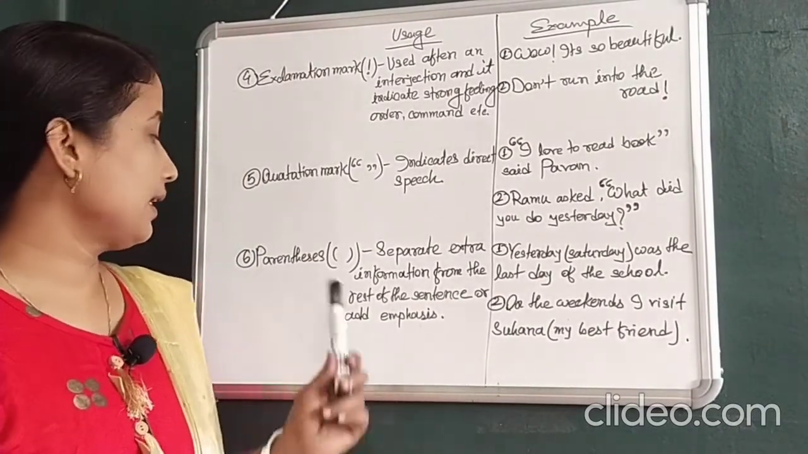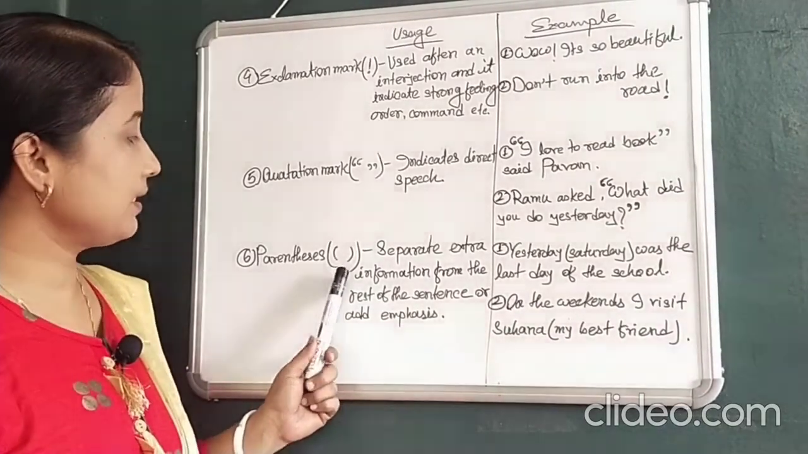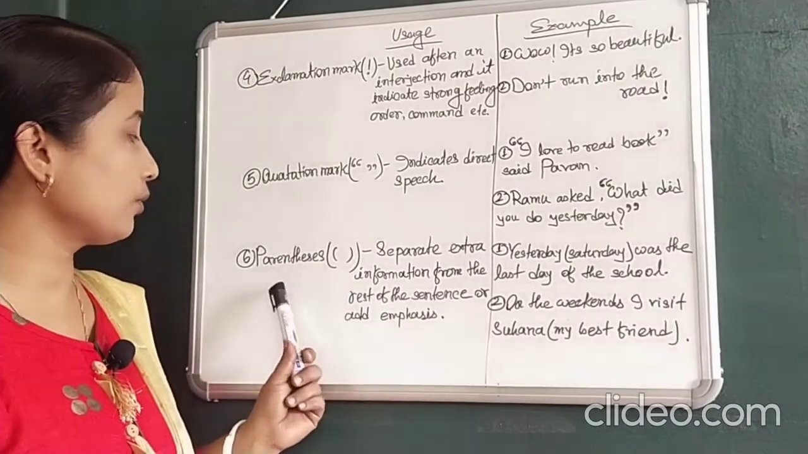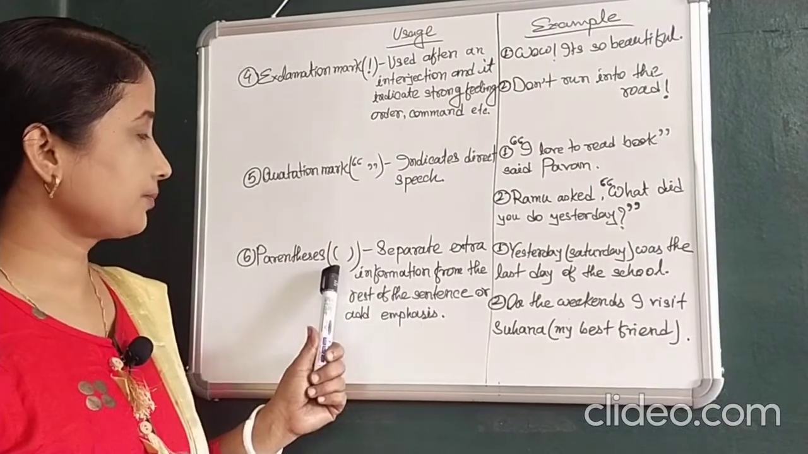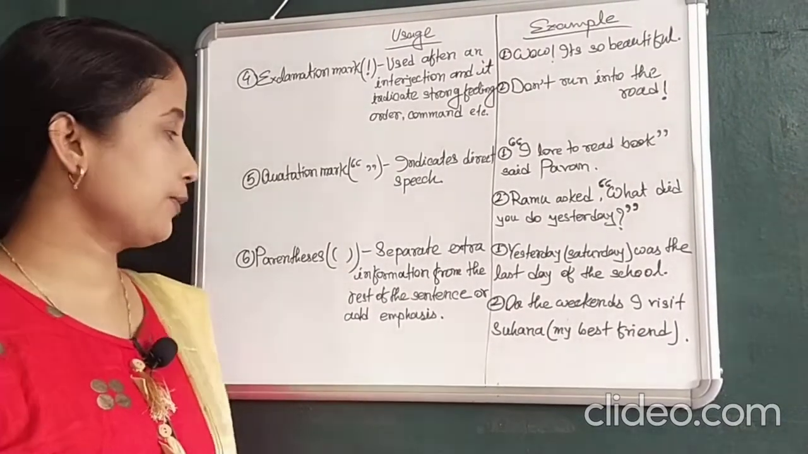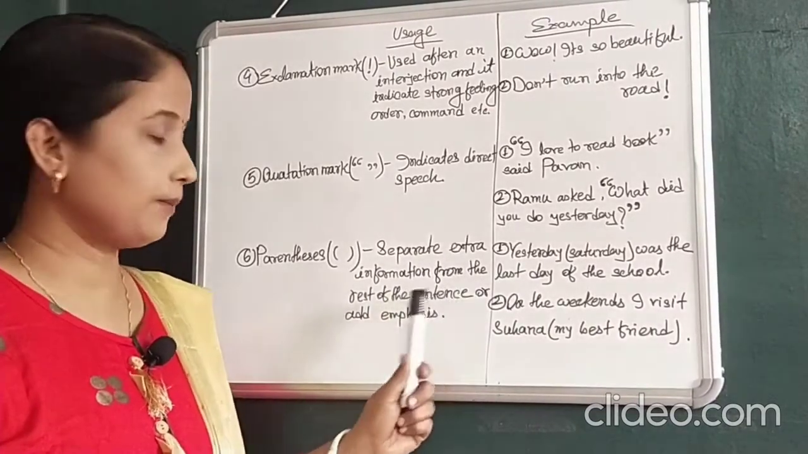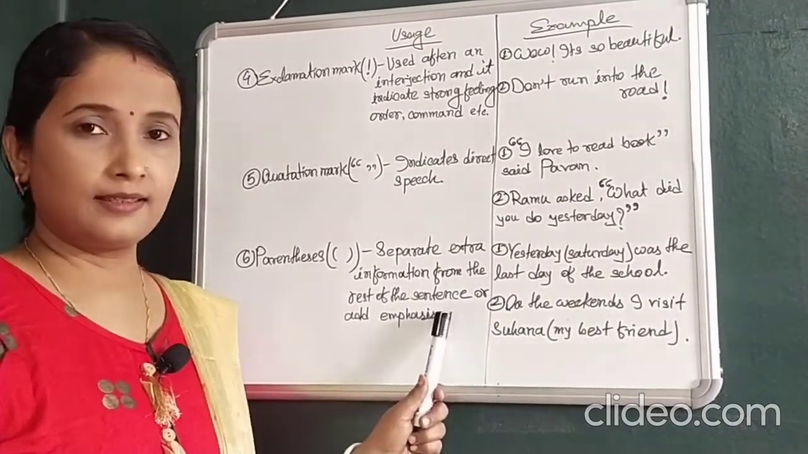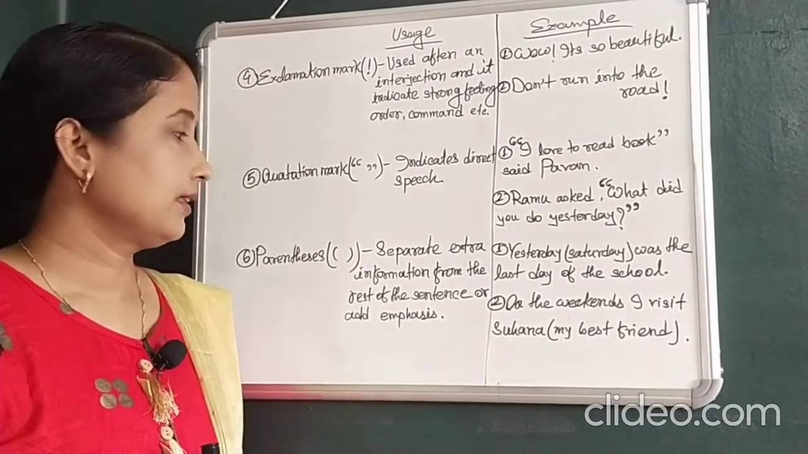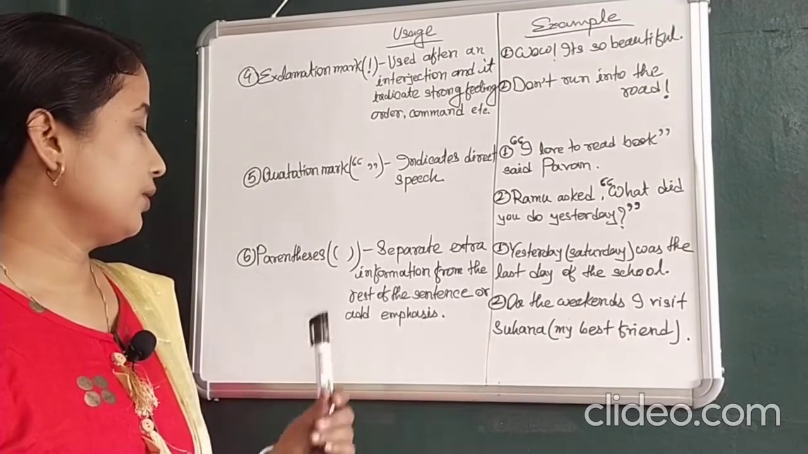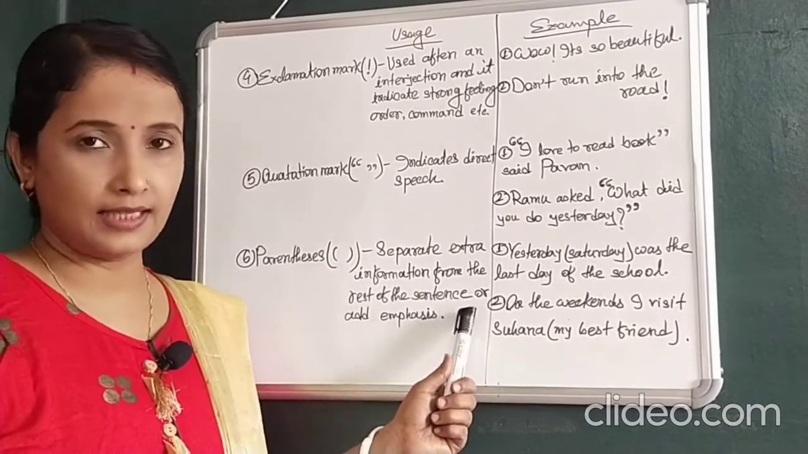Okay. Next punctuation mark is parenthesis, and this is the symbol of parenthesis. We also call parenthesis a round bracket, and this is the symbol. Now when do we use parenthesis? It separates extra information from the rest of the sentence or adds emphasis on something in the sentence. So parentheses separate extra information from the rest of the sentence.